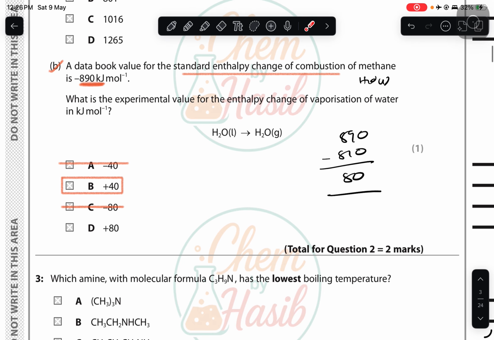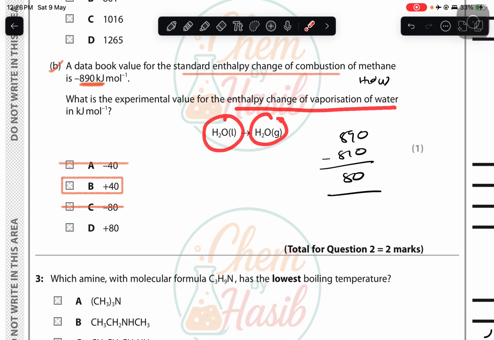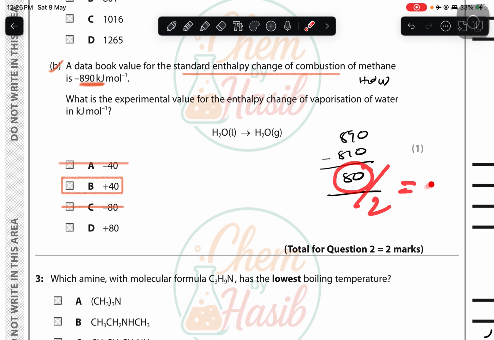But they asked the enthalpy change for the vaporization of water, where water is only 1 mole. For 2 moles of water formed, the change is 80. So for 1 mole of water formed will be 80 divided by 2, which is 40. Get the point? The difference is for the enthalpy change of vaporization of 2 moles of water, not for 1 mole of water.